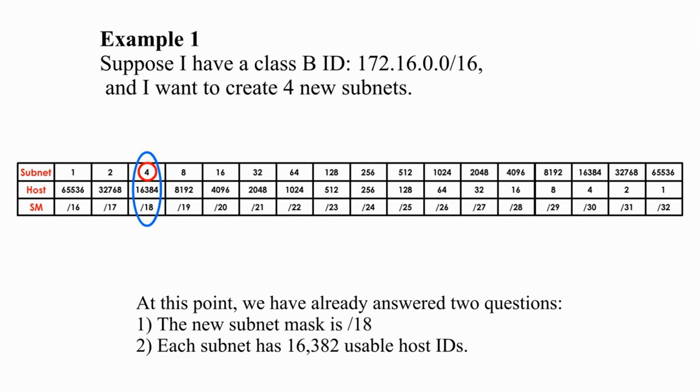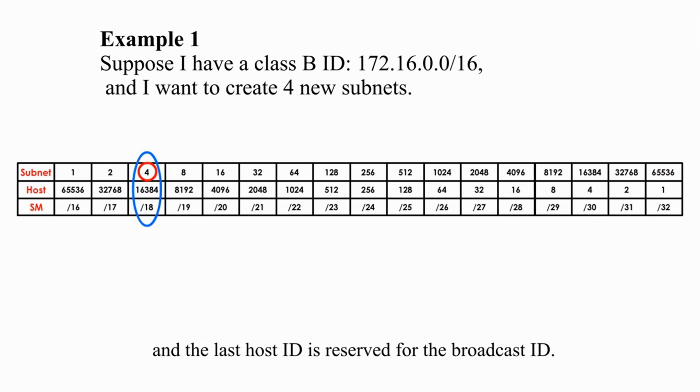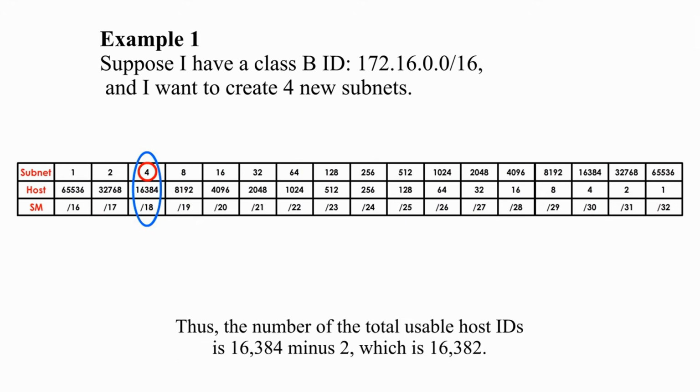Each subnet has 16,382 usable host IDs. Keep in mind, 16,384 is the total number of host IDs for each network, but the first host ID is reserved for the network ID, and the last host ID is reserved for the broadcast ID. Thus, the number of total usable host IDs is 16,384 minus 2, which is 16,382.